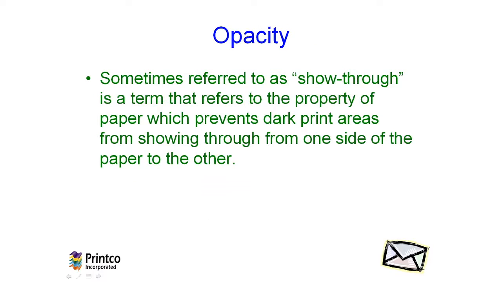Opacity affects how or if a security tint is really needed. Opacity, sometimes referred to as show-through, is a term that refers to the property of paper which prevents dark print areas from showing through from one side of the paper to the other. Often it is sufficient to use a heavier paper or colored paper. It depends on what you are trying to accomplish with the envelope, and your cost will change depending upon what the customer wants to accomplish.